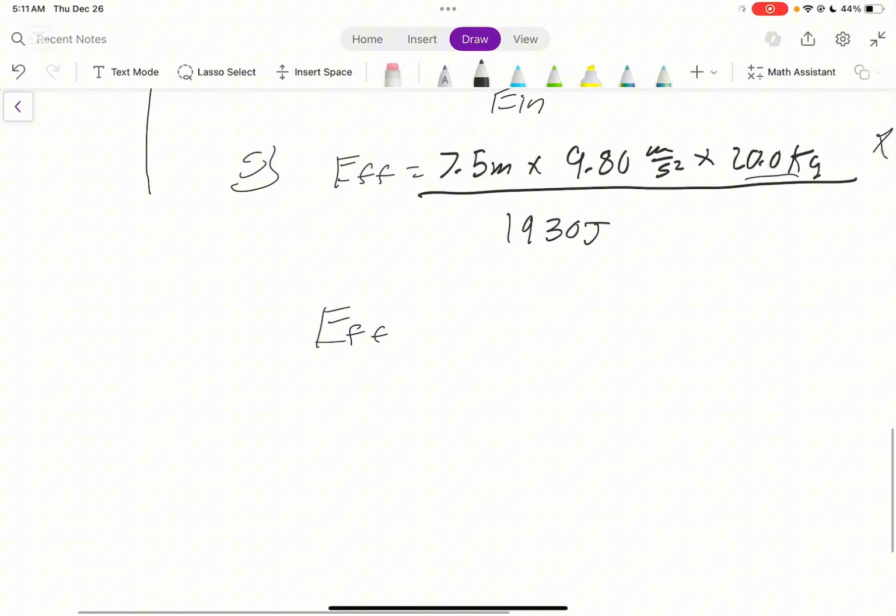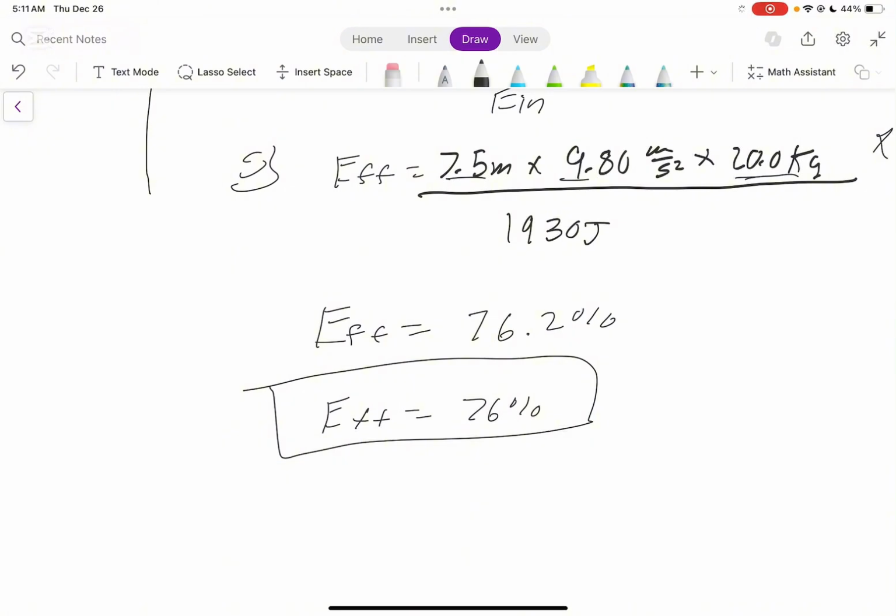Your efficiency is equal to 76.2%. And because there are two significant digits here, we should round off to two significant digits. Our efficiency is just equal to 76%, and that is your final answer. So that is how we determine what our efficiency is.